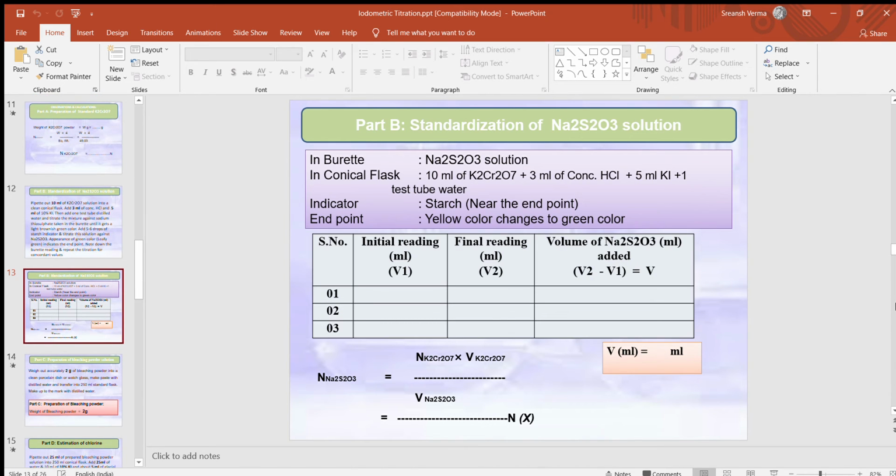Now for the calculation of the normality of hypo, you have to put in the normality of potassium dichromate multiplied by the volume of potassium dichromate, that is 10 ml, divided by the volume of hypo which you have obtained through the titration. Calculate it, and you are going to get the normality of the hypo solution.